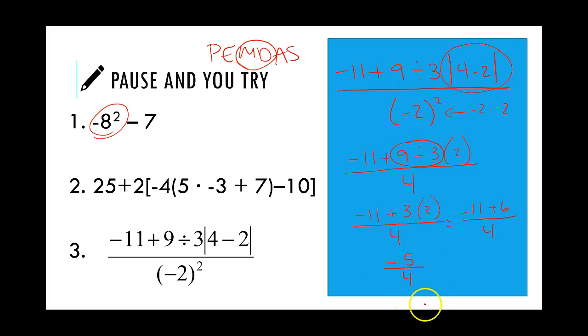So again, I could leave it as negative 5 over 4 because 4 is not going to go into 5 evenly. Or I could write that as negative 1 1/4. Or it could be negative 1.25. All of it is equivalent. And we'll get to reviewing fractions. So this is an improper fraction, this is a mixed number, and then that's a decimal.